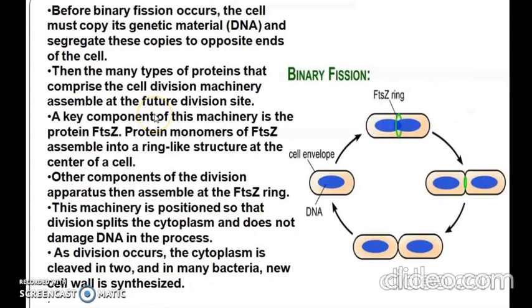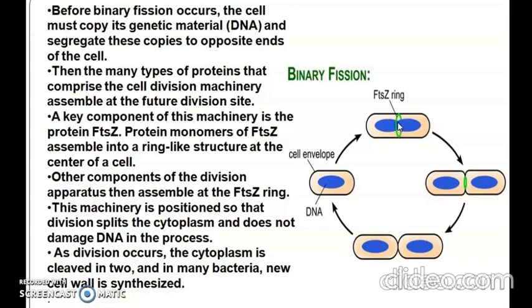So now let's see what's happening genetically before binary fission occurs. Here, the cell must copy its genetic material and segregate these copies to opposite ends of the cell. Several types of proteins that comprise the cell division machinery assemble at the future division site, and a key component of this machinery is the protein FtsZ. The protein monomers of FtsZ assemble into a ring-like structure at the center of the cell.